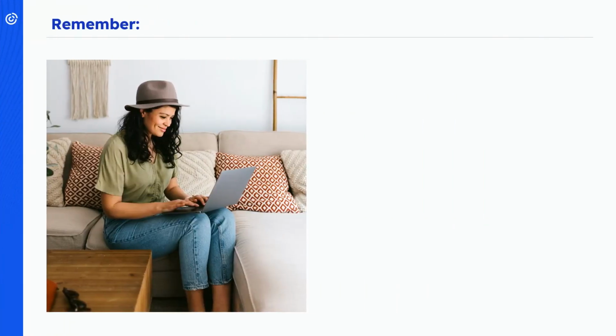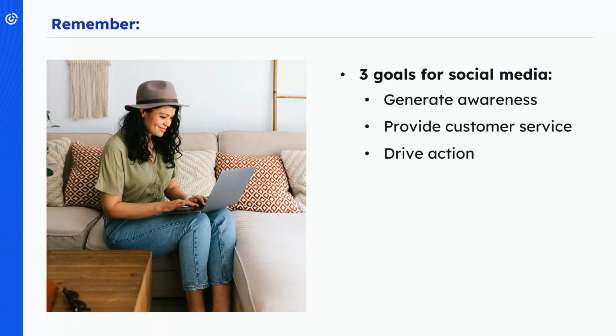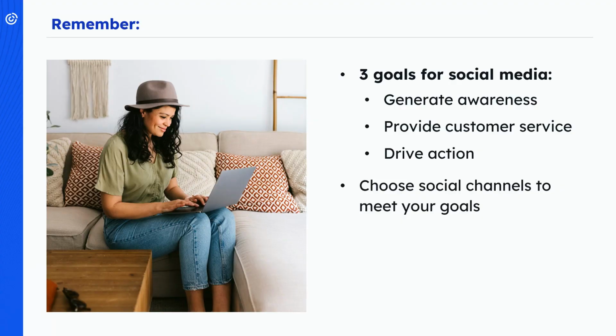All right. So, as you're getting started with social media, don't forget those three goals. We talked about awareness, providing customer service, and driving action. And then do remember each social channel is different. Ideally, you want to choose social platforms to use based on the customers you're trying to reach, your business goals, and the personality of your brand. If you're just getting started, you can start with one platform to use on a regular basis to learn what works best and then build from there.